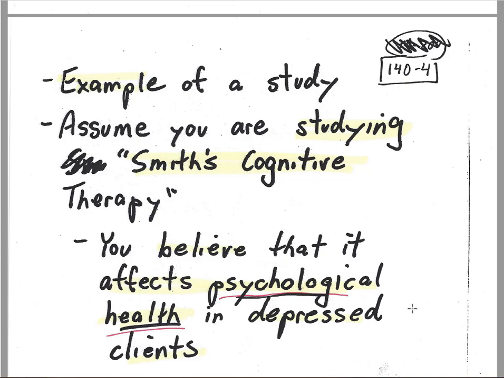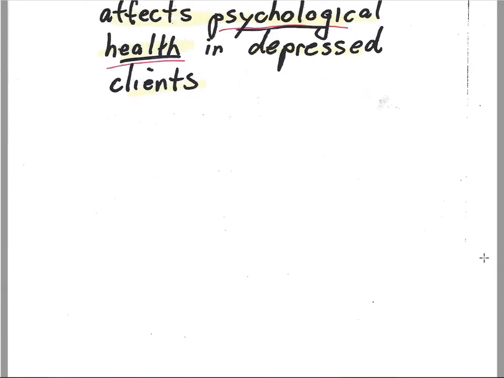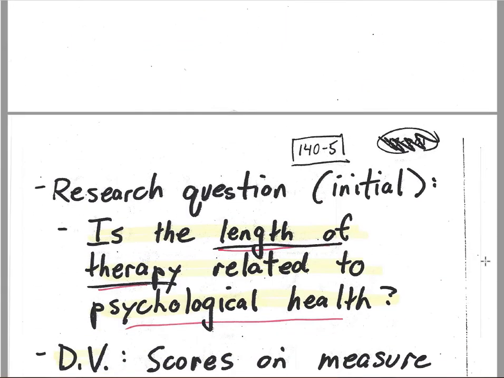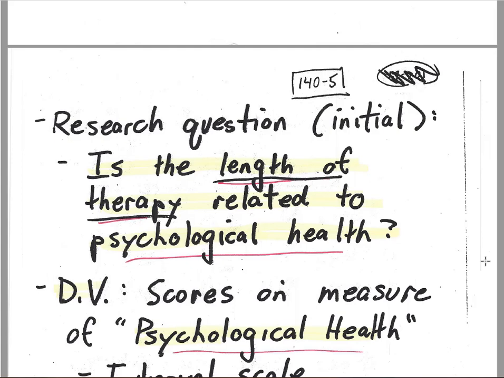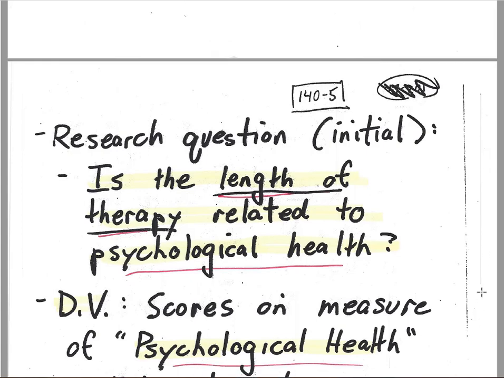For what it's worth, there are different kinds of therapies that are effective with depression, and the cognitive therapies are among those that are prescribed for people suffering from depression. You're going to conduct an investigation in which you investigate the effectiveness of a specific kind of therapy, and specifically the length of therapy sessions, the number of therapy sessions that are used in treating somebody using this Smith's cognitive therapy.